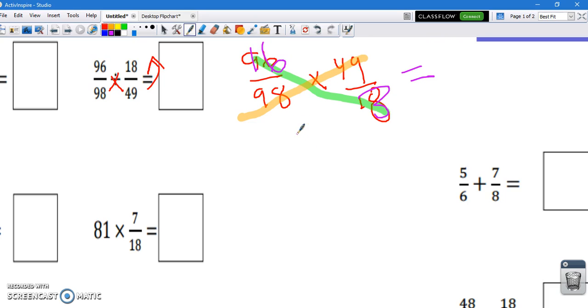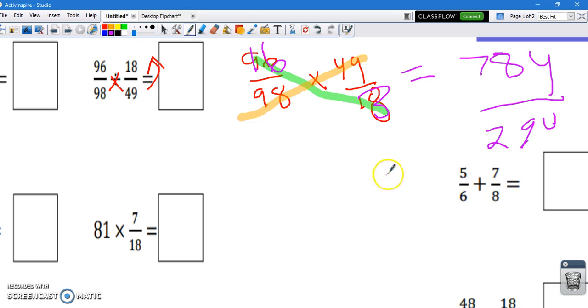16 times 49. That's 784. And then 98 times 3, 294. Well, look at that. Improper fraction. So we're going to have to divide. So I have 294.